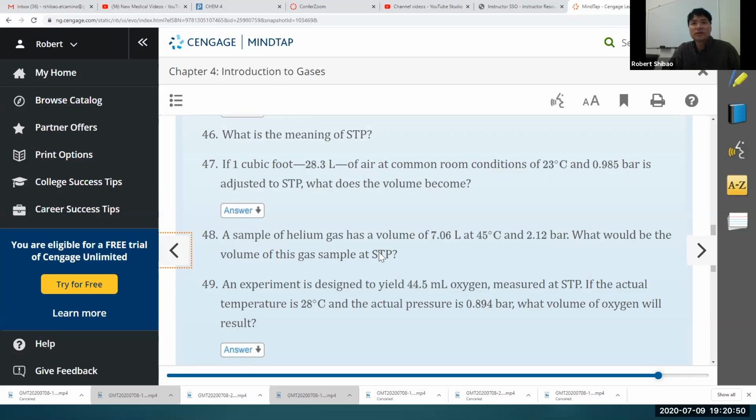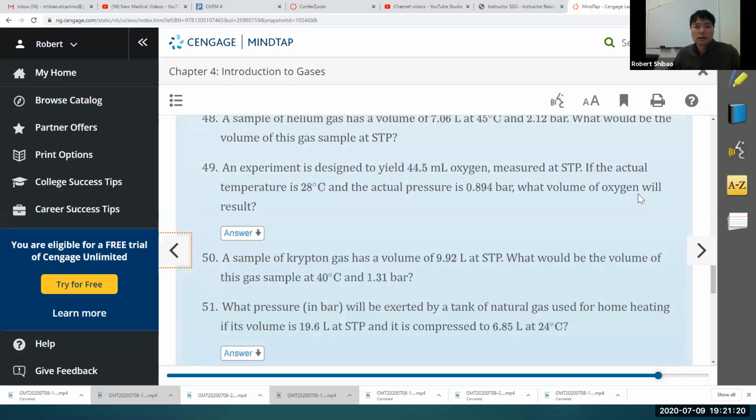Let's do this one, the first one here. Or let's see which one's interesting. This might be interesting. Let's try this one here, 49. Look at 49. An experiment is designed to yield 44.5 milliliters of oxygen measured at STP.